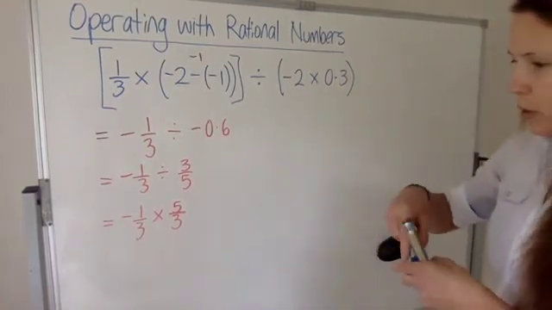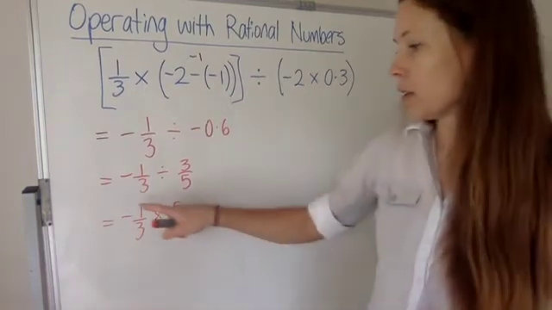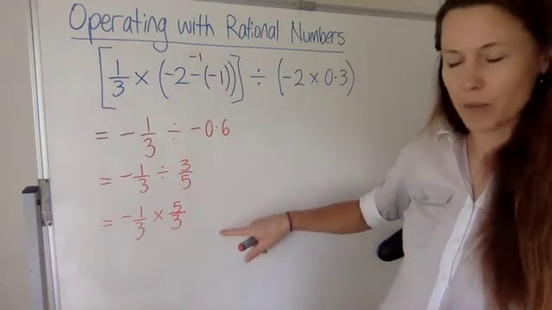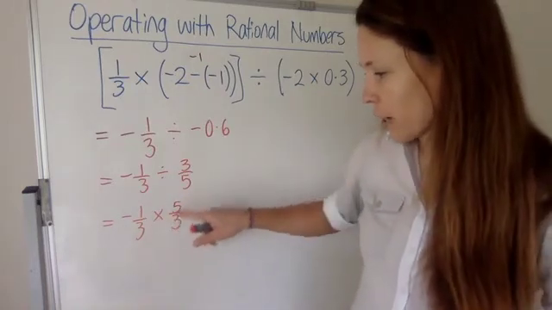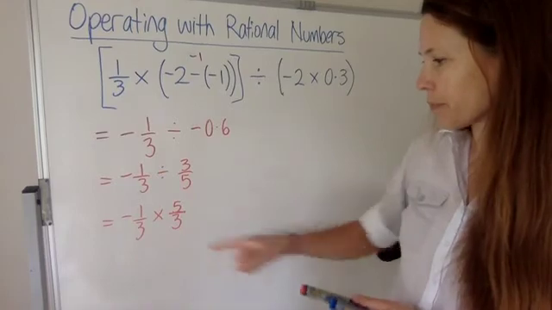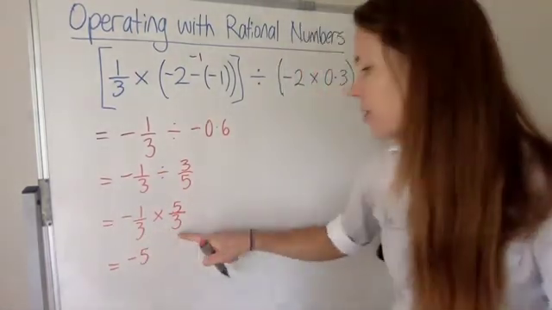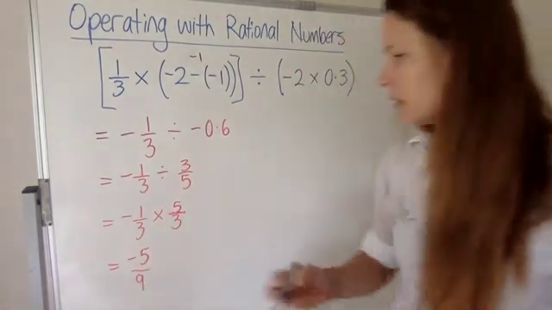Now, next step, when we're multiplying by fractions, the numerator times the numerator is the numerator. Denominator times denominator is denominator. We look and check if there's any cancelling we can do, and there isn't. So minus 1 times 5 is minus 5, and 3 3s are 9. So we're done.